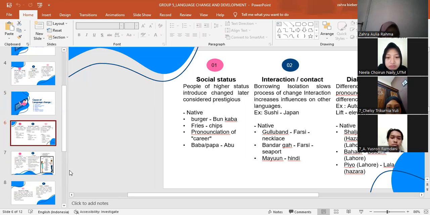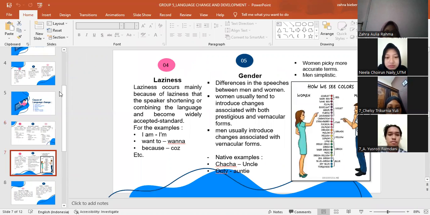And the third is dialectal change, difference in vocabulary or pronunciation due to difference in dialect. For example, autumn, fall; lift, elevator. Native: Saljam, Tipar Hazara; Gonglo, Lahore; Bahar, Basan, Lahore; Pio, Lahore; Lala, Hazara. Next.